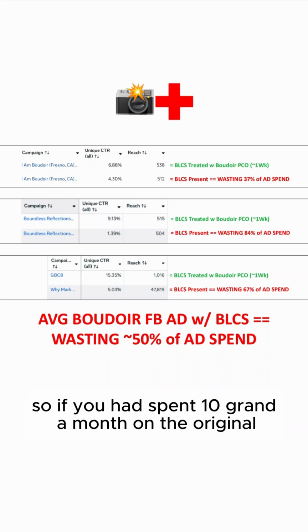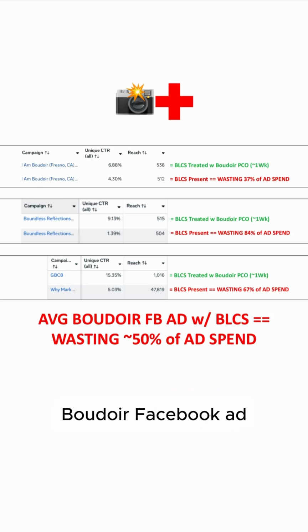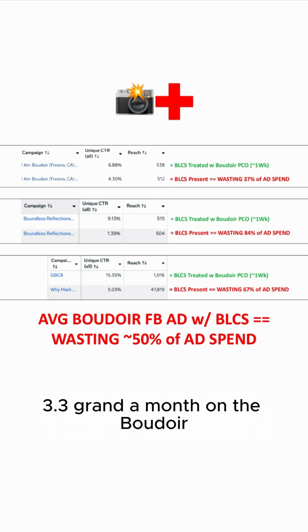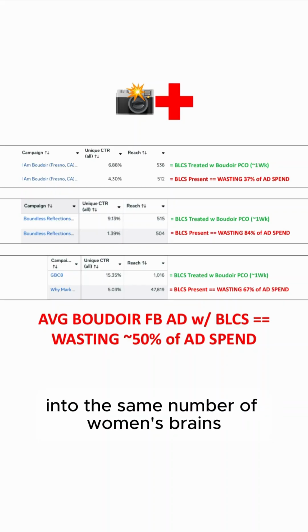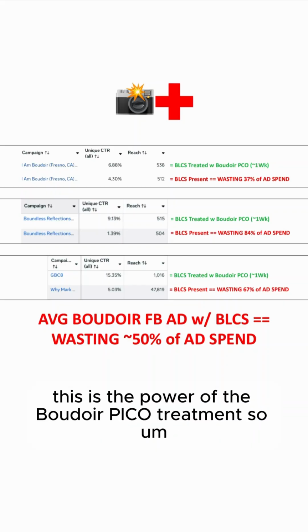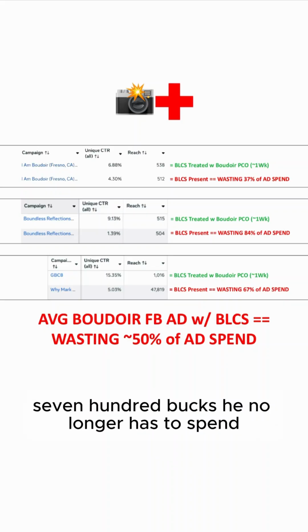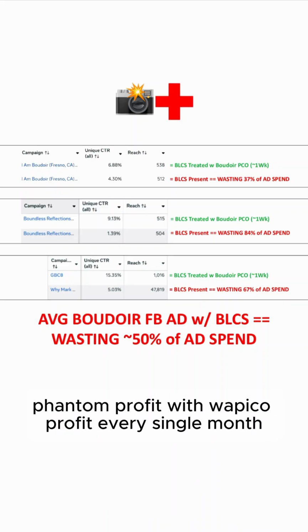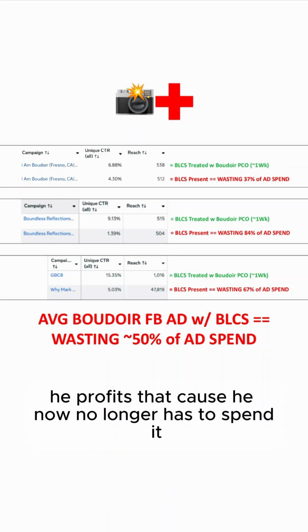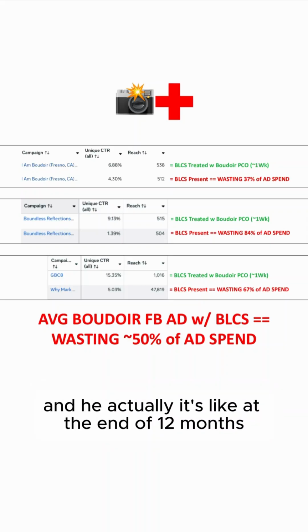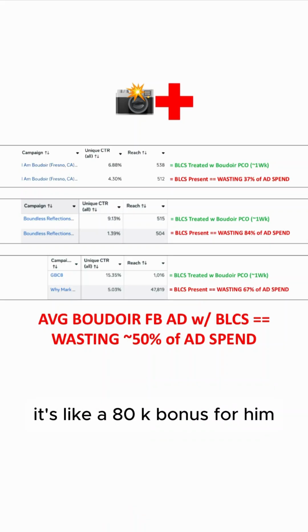So if he was spending 10 grand a month on the original Boudoir Facebook ad, now he only needs to spend 3.3 grand a month on the Boudoir Pico treated ad in order to get it into the same number of women's brains. This is the power of the Boudoir Pico treatment. And that difference, $6,700, he no longer has to spend. He pockets it. Phantom profit, Boudoir Pico profit. Every single month he profits that because he now no longer has to spend it. And at the end of 12 months, it's like an 80K bonus for him.